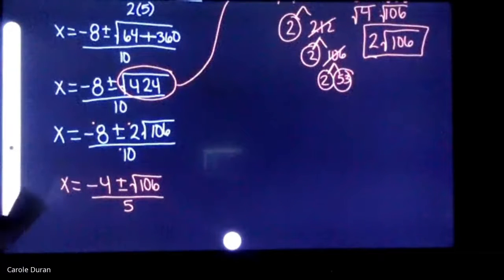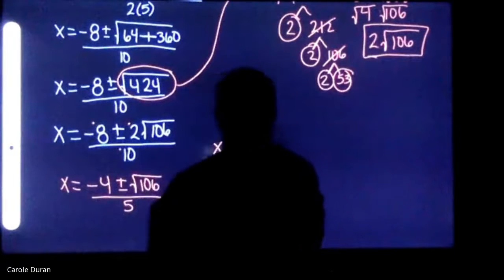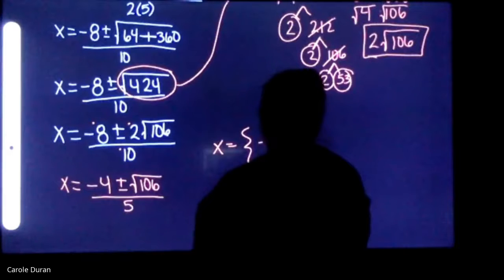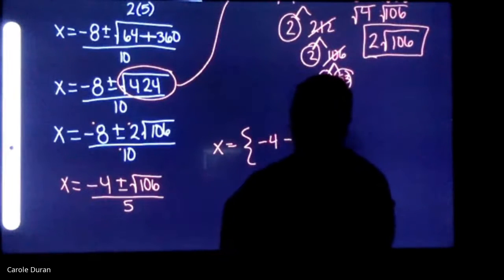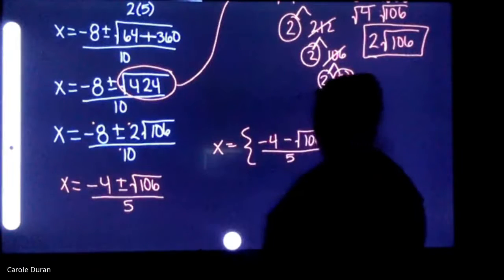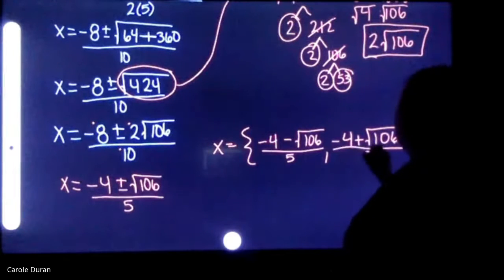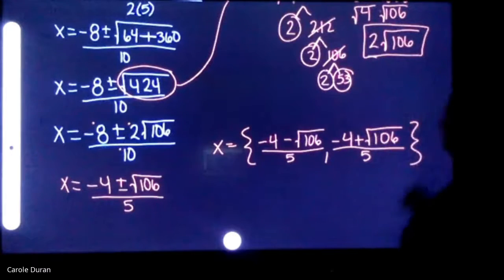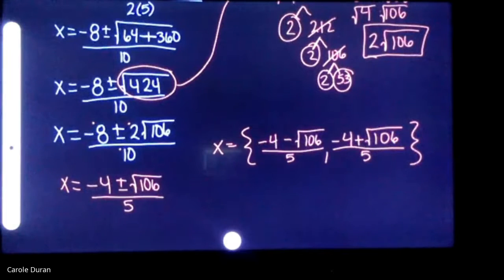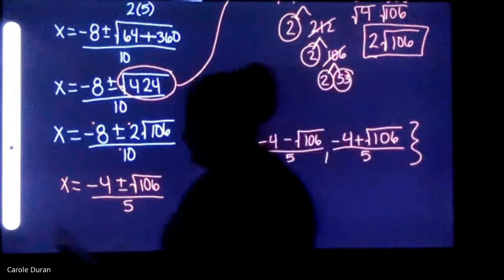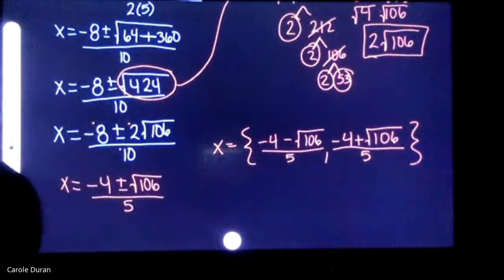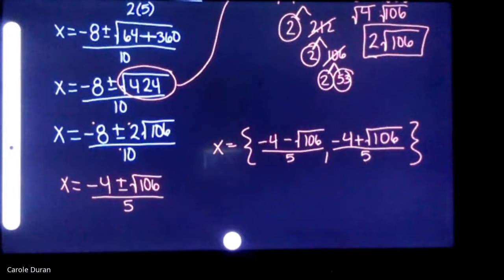This is as reduced as I can go. So this is what I'm going to go ahead and put in my curly brackets. 1 positive and 1 negative version. So I have -4 minus the square root of 106 over 5. And I have -4 plus the square root of 106 all over 5. And that is my solution set for this quadratic. So it is the exact same as when we did quadratic formula before, except instead of getting a decimal, we want a reduced radical.